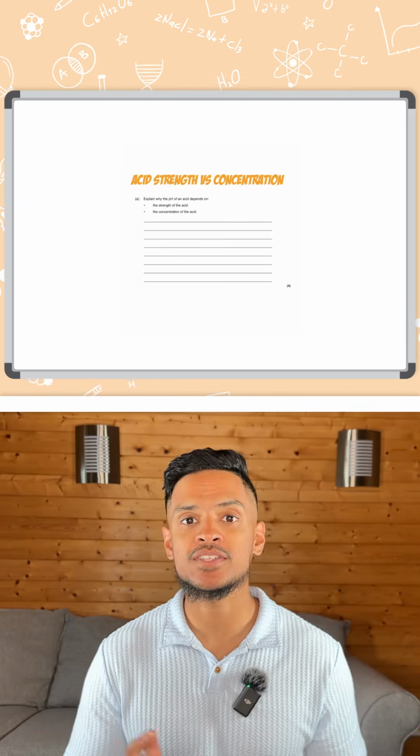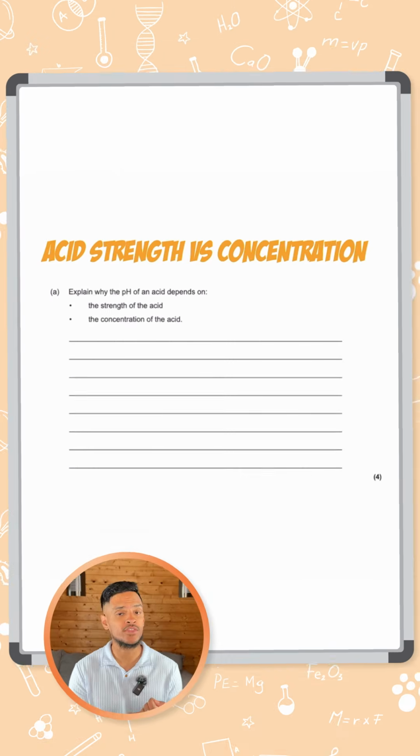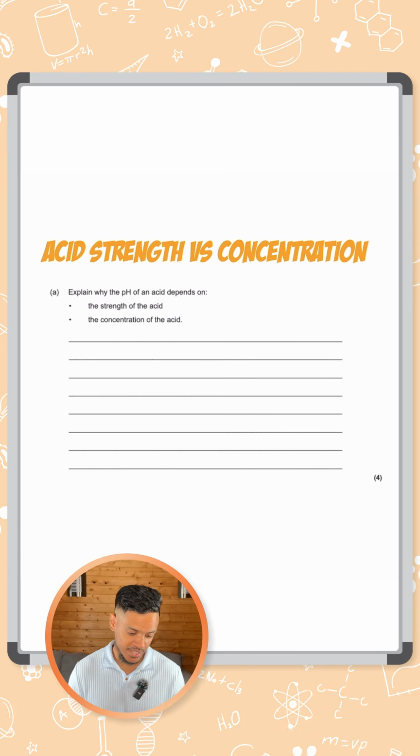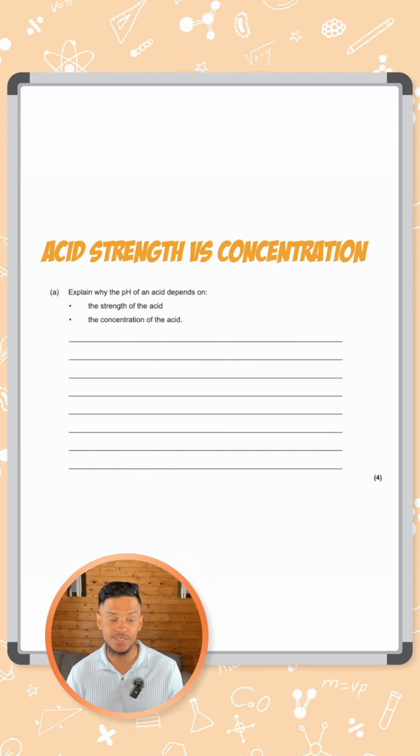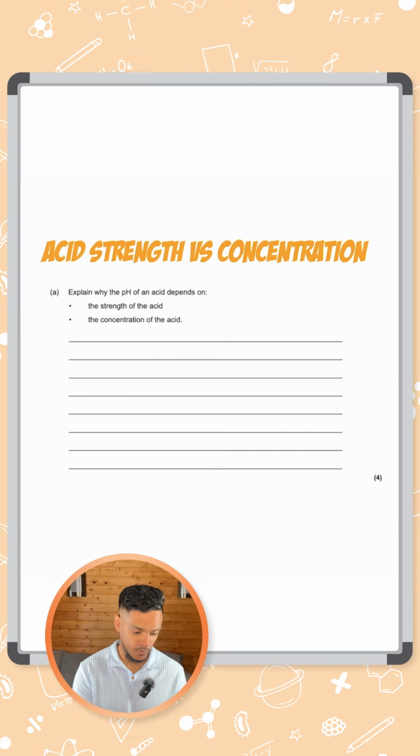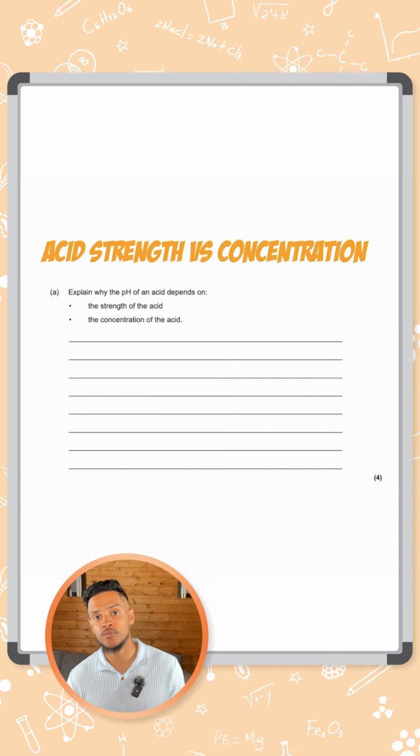Students always get mixed up between these two things, the strength of an acid and the concentration of an acid. So this question says, explain why the pH of an acid can depend on the strength and the concentration of the acid. It's a 4-mark question, so we need to give 4 points here.